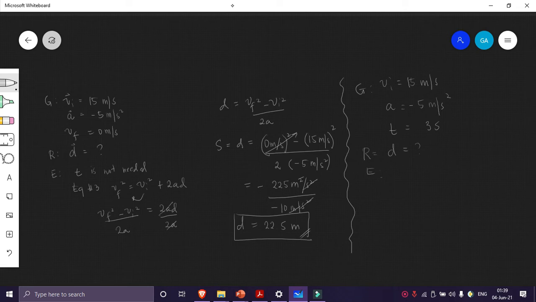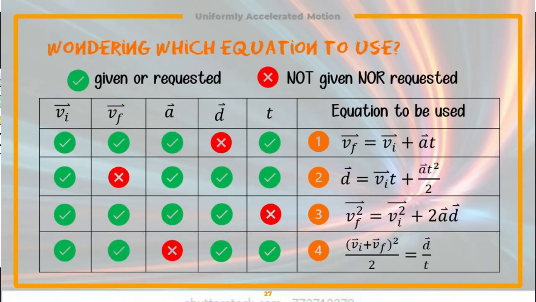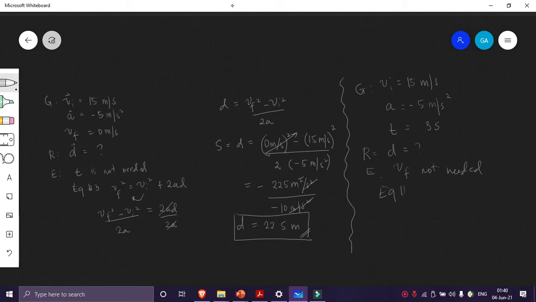Actually, you can use yung merong VF and you can use this one na isosolve ko pa lang. It will depend on you kung saan kayo pwedeng madalian. As long as given siya. As long as meron kayong value niya. So, our equation here, yung hindi kailangan ng VF. VF not needed. Alright. So, this equation will be equation number 2. That is D is equal to VIT plus AT squared over 2.